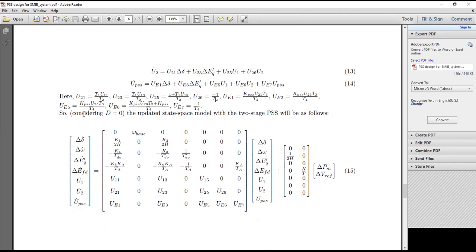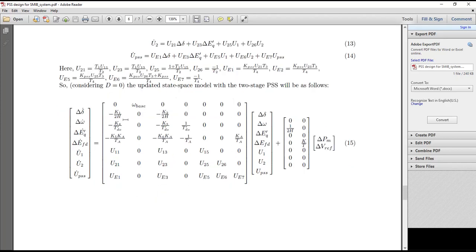After this, again considering D equals 0, like in the previous case, this is the updated state space model with the two-stage PSS. Once you plug in the entries, you have a 7th order system: 1, 2, 3, 4, 5, 6, 7. The last 3 are associated with your PSS, because it is a two-stage PSS, so there are 3 state variables. If you want del PM to be non-zero, you have to incorporate the corresponding entries here, so this shouldn't be 0, if you are considering del PM disturbance. However, for del VREF, it is fine. You are done.